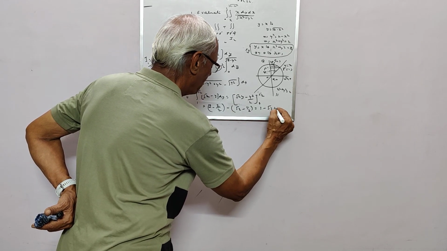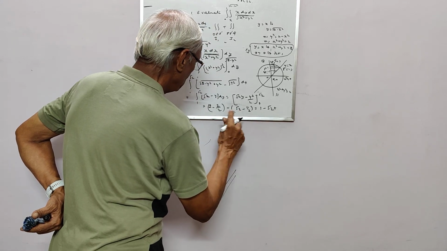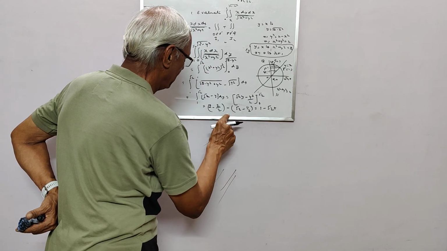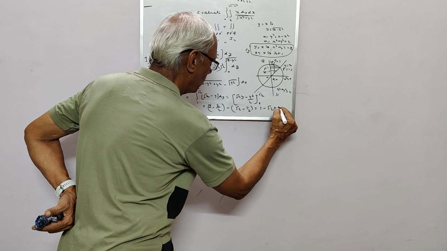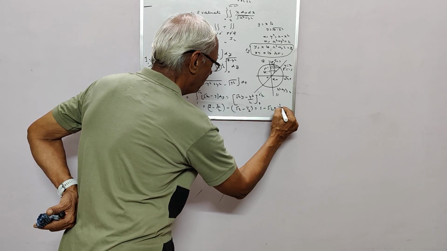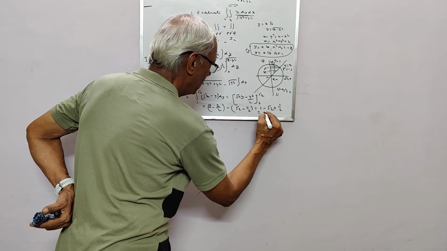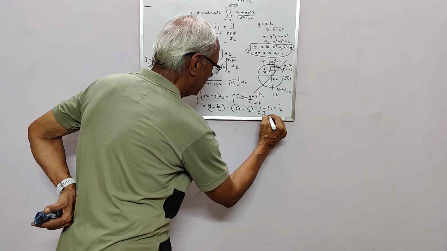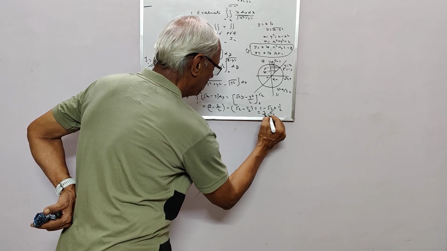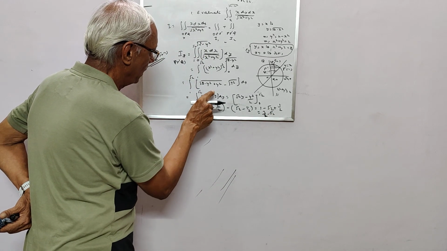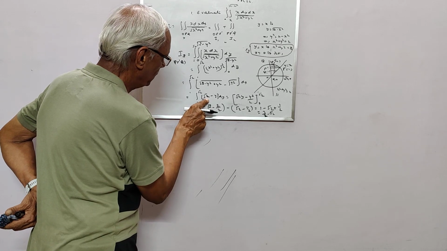Minus root 2 plus, minus into minus will make it plus, and you get half. So this will be equal to 3 by 2 minus root 2. So you see that it is here, you put it here now.